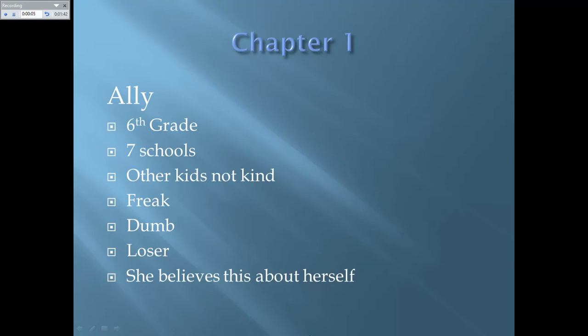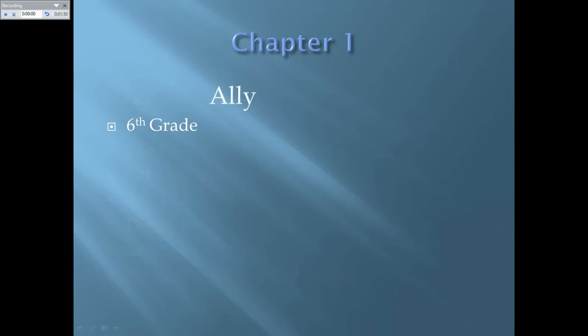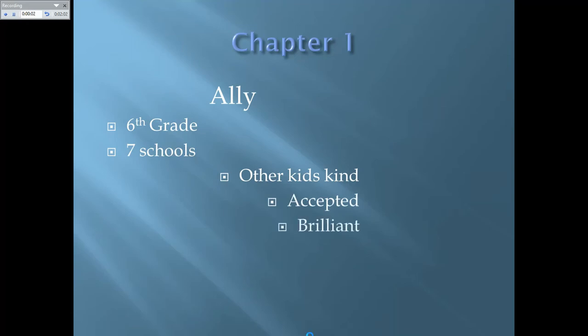So I was not wanting you to dance to that, because that's not who she really is. Let's erase that. Allie is in sixth grade. She has been to seven schools. But let's make a world in our imagination where the other kids are kind to her, where she is accepted, brilliant, and feels like a queen. And the best thing, she believes this about herself.